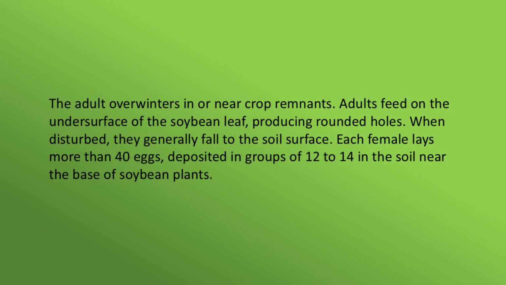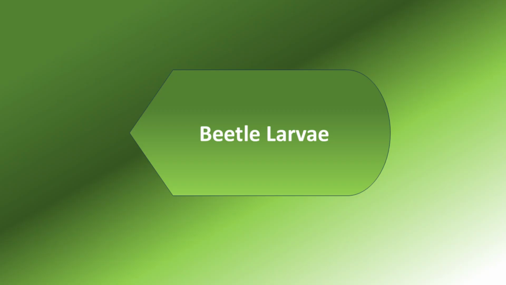The adult overwinters in or near crop remnants. Adults feed on the undersurface of the soybean leaf, producing rounded holes. When disturbed, they generally fall to the soil surface. Each female lays more than 40 eggs, deposited in groups of 12 to 14 in the soil near the base of soybean plants.